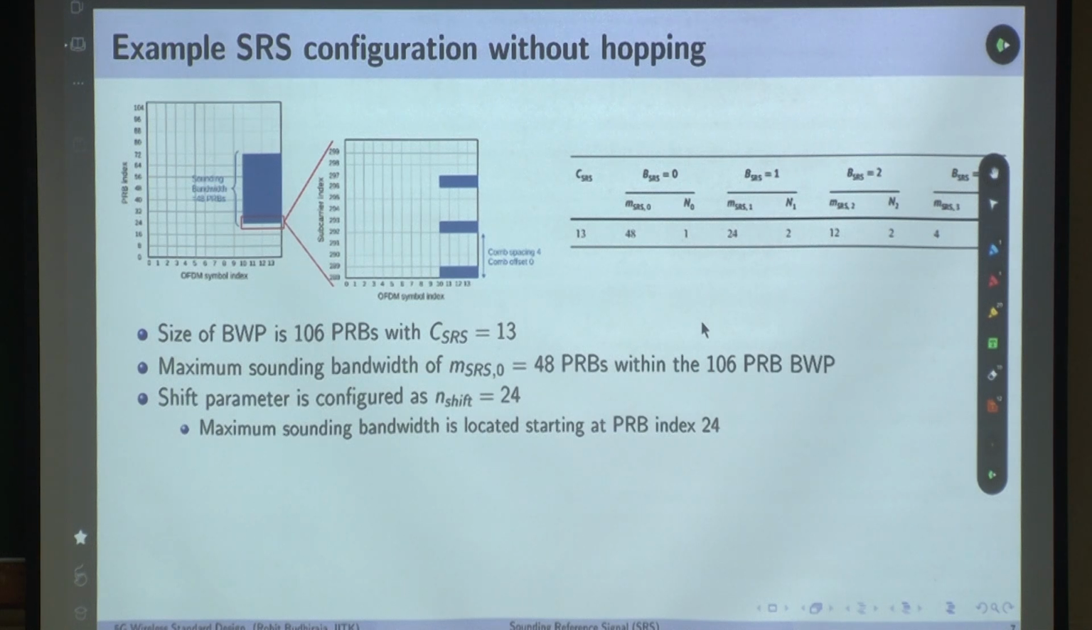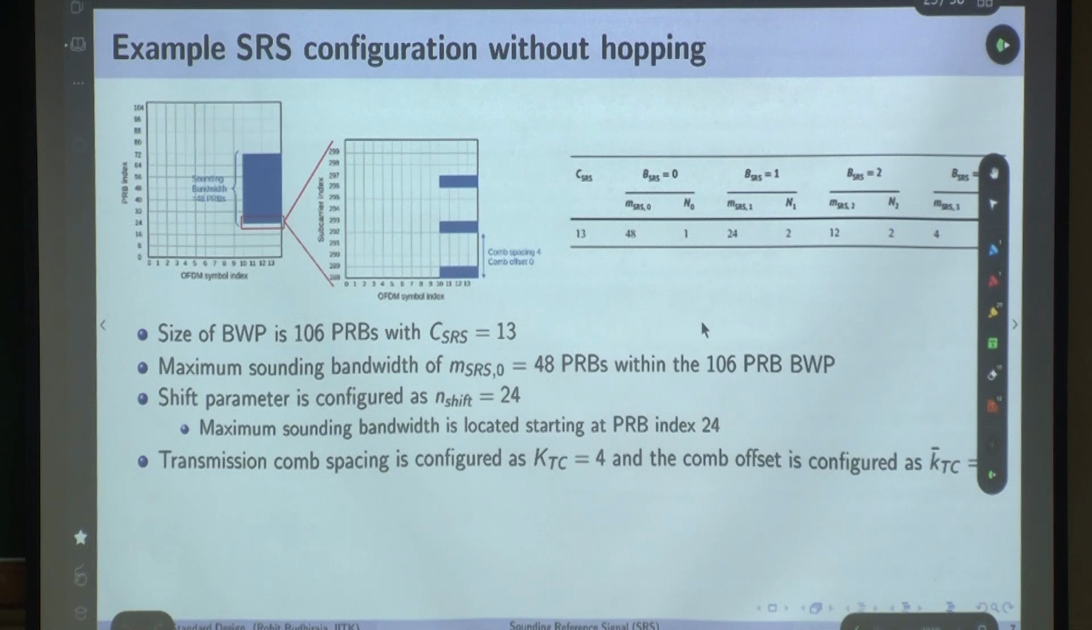It still doesn't know how many hops to use. And which parameter is going to decide that? B hop. So B hop needs to be defined, and that's what we will see. In between this, I still need to define, I have not yet told you how many symbols this SRS is. This is a 4 symbol SRS, and the transmission comb spacing is configured at KTC is equal to 4.